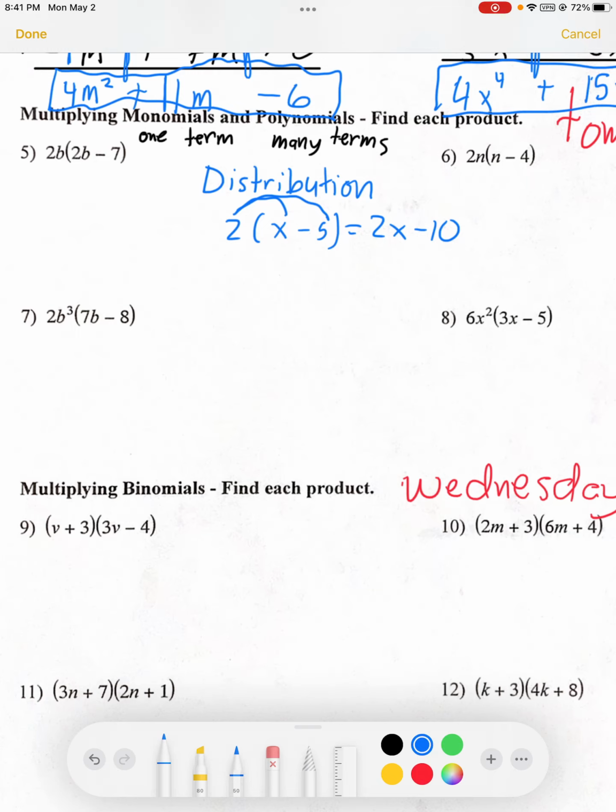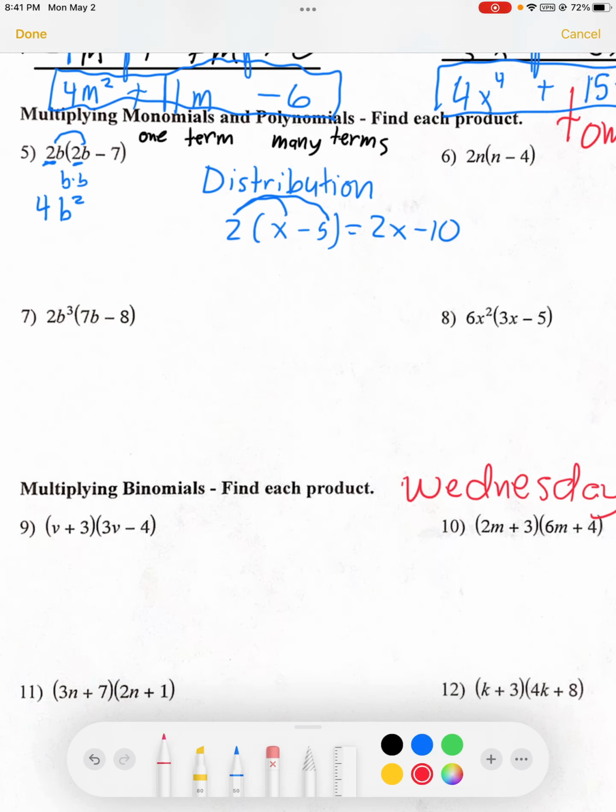So for example, we have 2b times 2b. Well, the first thing I'm going to do here is just multiply the two numbers together. 2 times 2, that's going to become 4. And now we multiply the b's to each other. B times b. Well, how could we simplify that? Think about our rules of exponents. That becomes b squared.